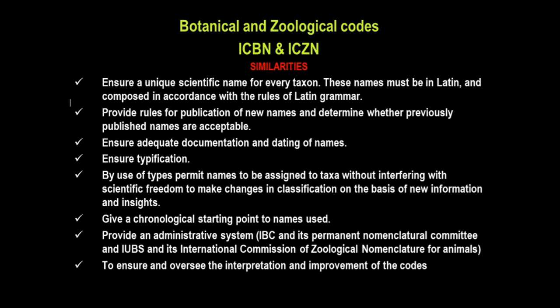They give a chronological starting point to names used. Both provide an administrative system. In the case of botanical nomenclature, it is the IBC and its Permanent Nomenclature Committee. And in the case of zoological nomenclature, it is the IUBS and its International Commission on Zoological Nomenclature for Animals, to ensure and oversee the interpretation and improvement of the codes. So these are the similarities in the purpose of both codes, ICBN and ICZN.